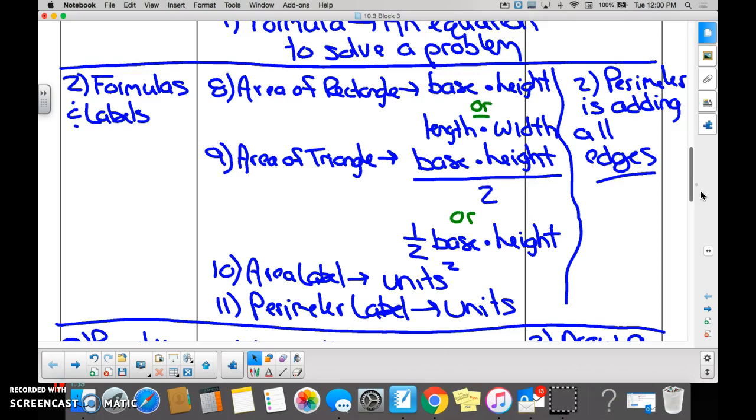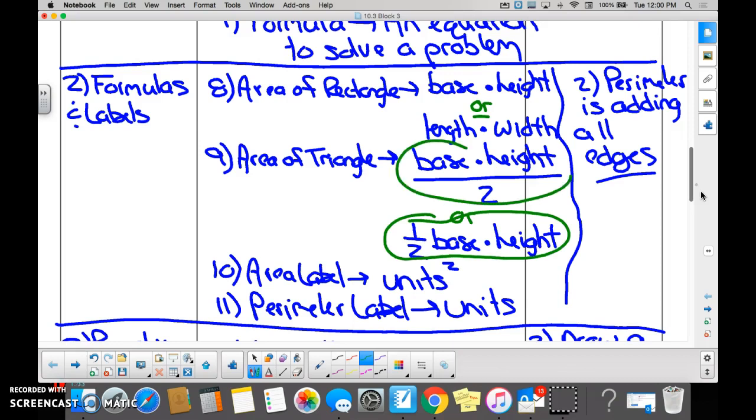Sebastian? A triangle would be a rectangle cut in half. So if the area of a rectangle is base times height, the triangle area would be base times height cut in half, or divided by 2, right? And then remember, this is another way of writing the same formula that we wrote right here. We cool with that?